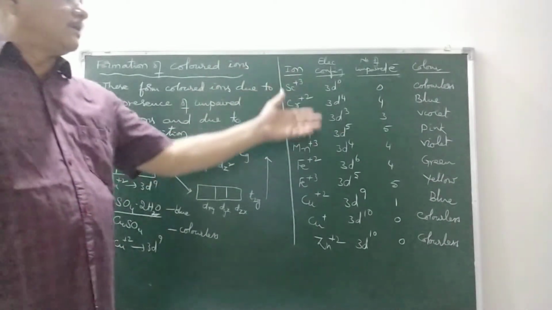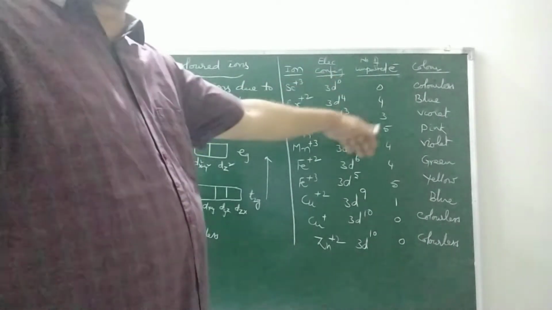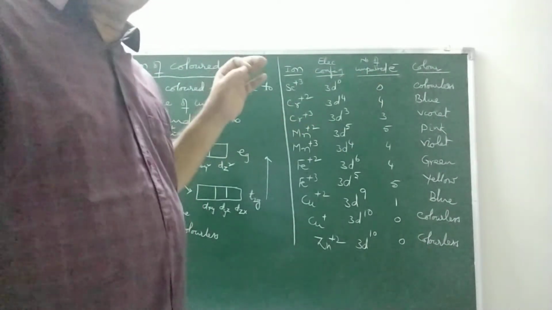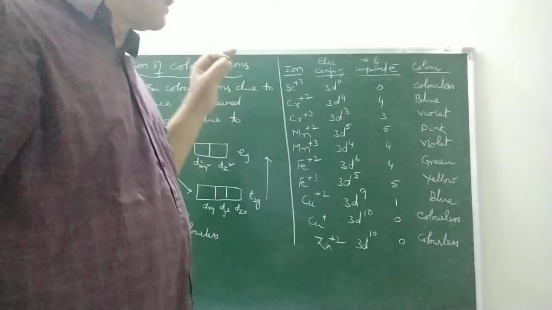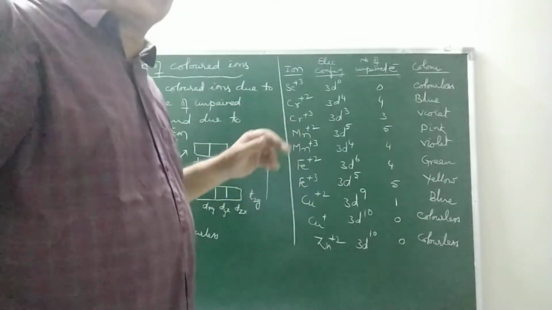Here are some examples of the number of unpaired electrons and their color. That means the color depends not only on the number of unpaired electrons but also on their oxidation states.